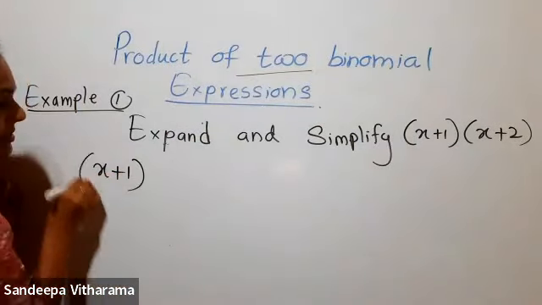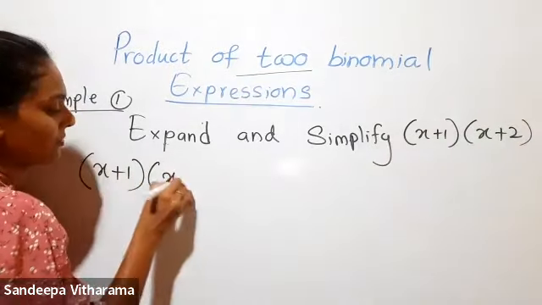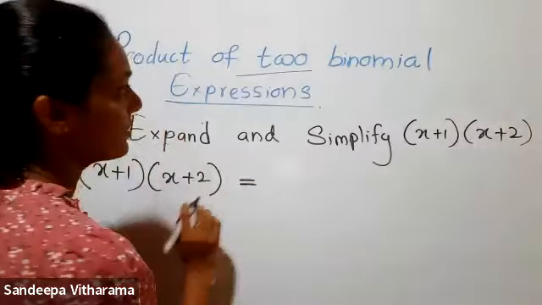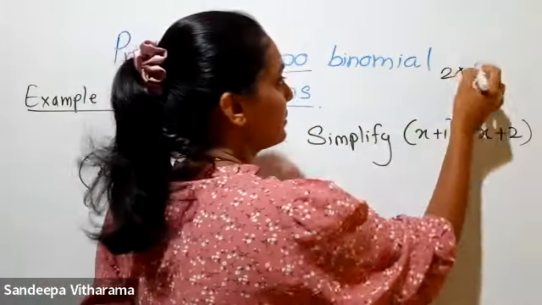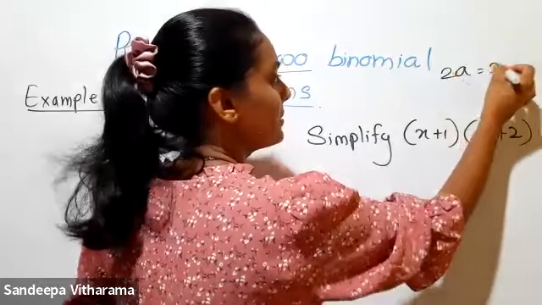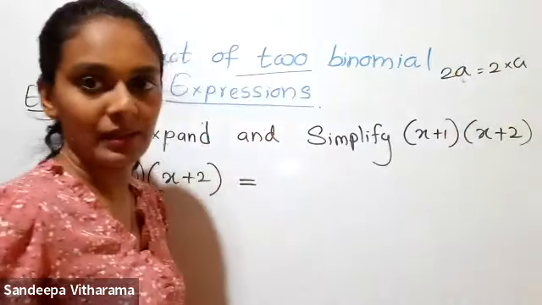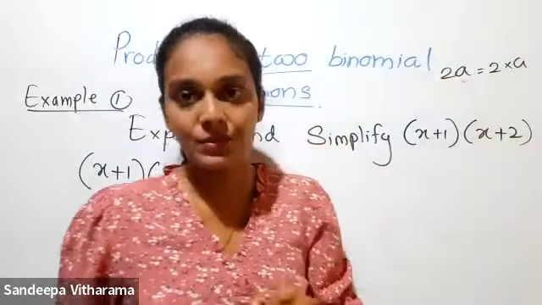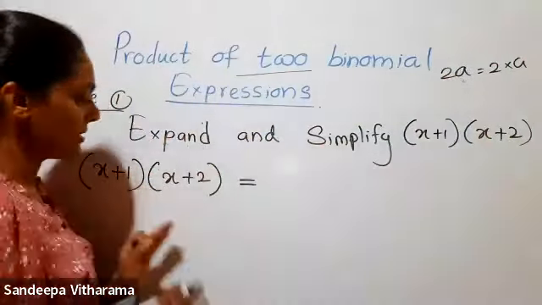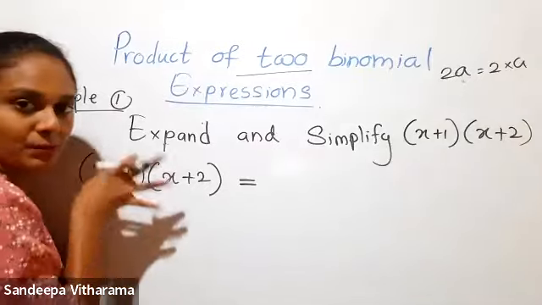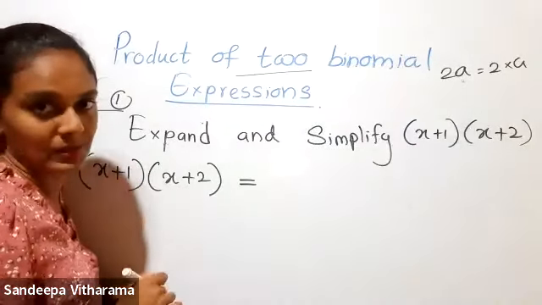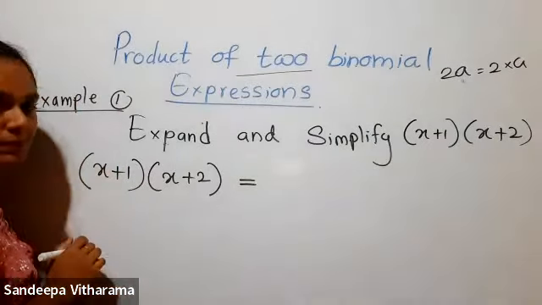X is added to 1, 2 is added to x. Okay. Now, as we know, 2a is equal to 2 into a. That means by multiplying 2 by a, we have obtained 2a. Likewise, you should be able to obtain the answer for this product. That means one expression. Okay, let's see how to expand an expression.